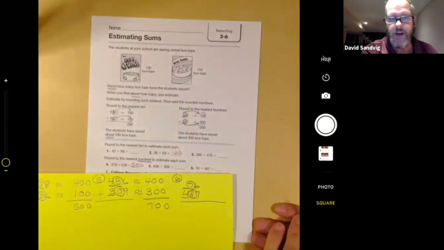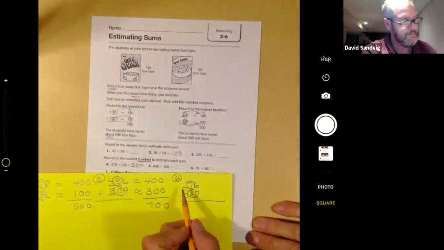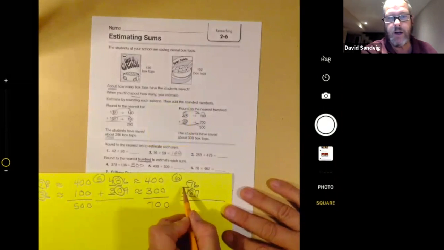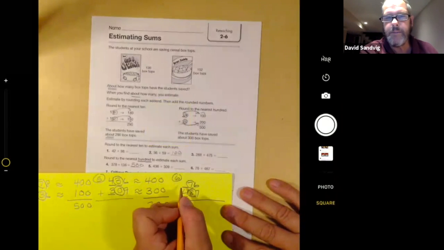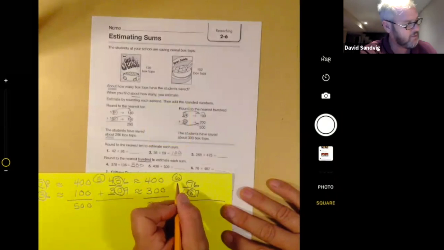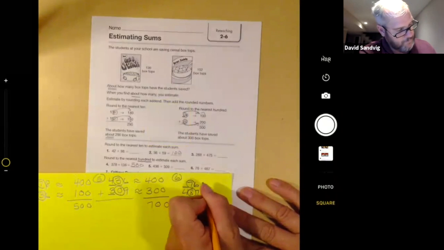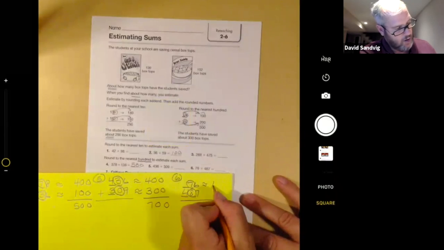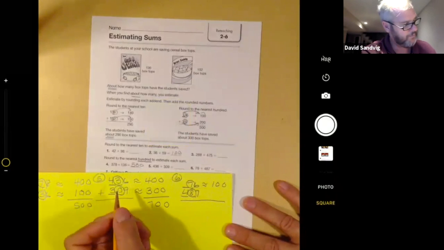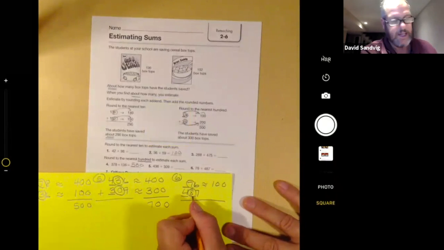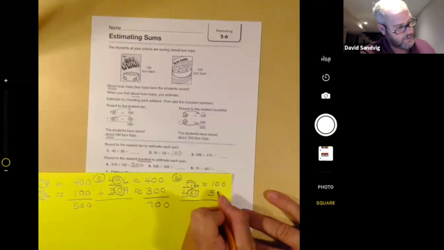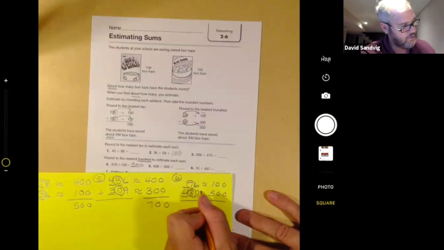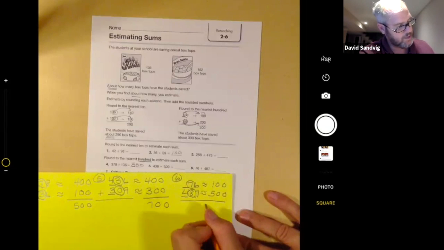7 is 5 or more, so it makes the underlined number go up by 1. When there's a blank in math, what is it the same as? Yeah, it's the same as 0. So 0 plus 1 is 1, and all other numbers are 0. We look at the 8, it is 5 or more. That makes the 4 a 5. All numbers are 0, and our answer is 100 plus 500, or 600.